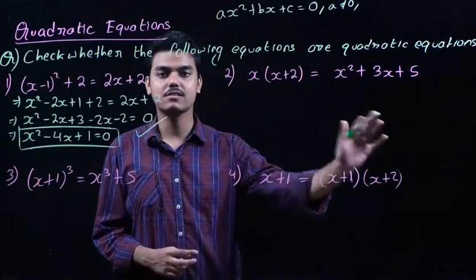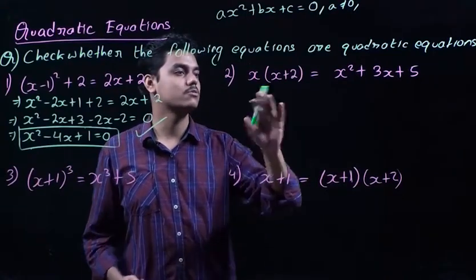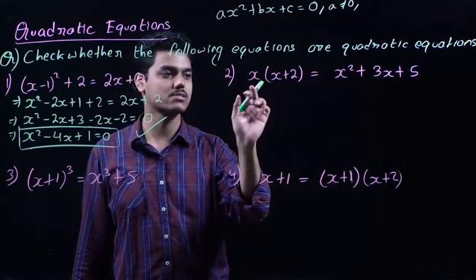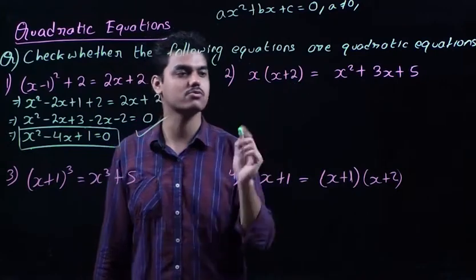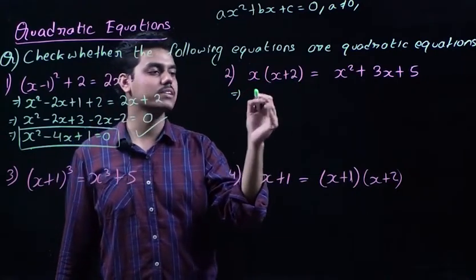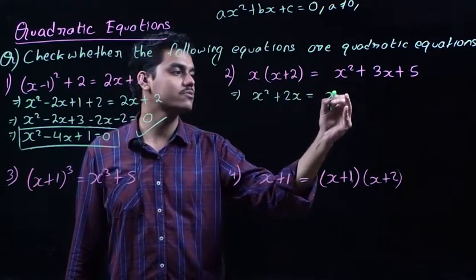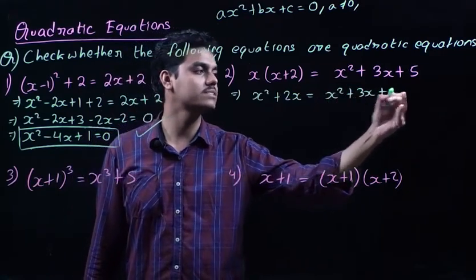Okay, now let us look at the solution of the given problem. So let us look at the second one. What you need to do is expand the LHS here, as you can see. So multiply x into x plus x into 2. So what would this give? X into x is x square, x into 2 is 2x, equals x square plus 3x plus 5.